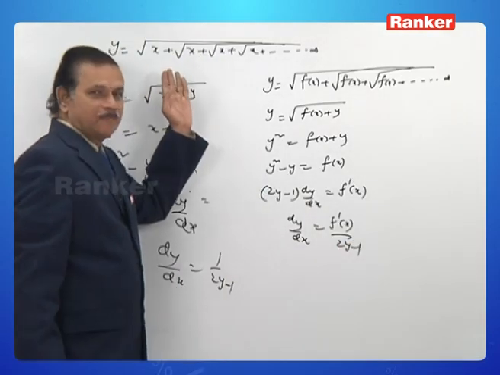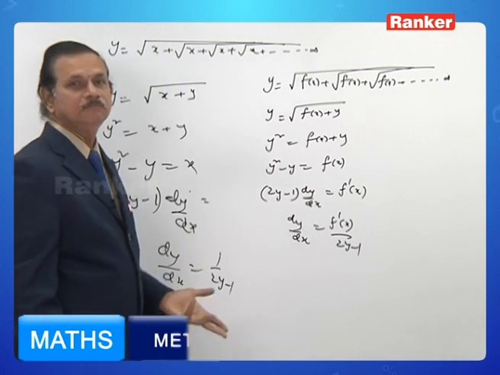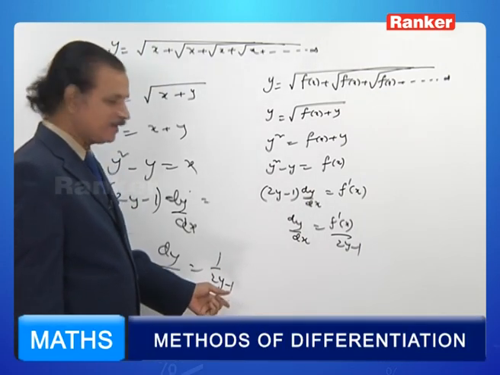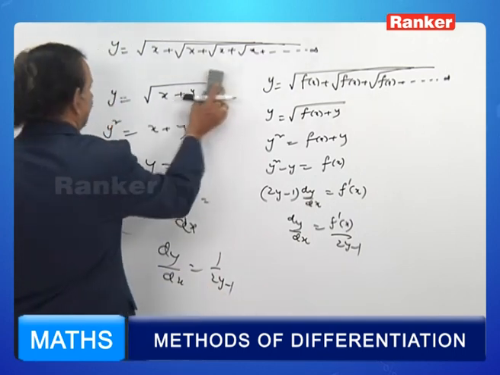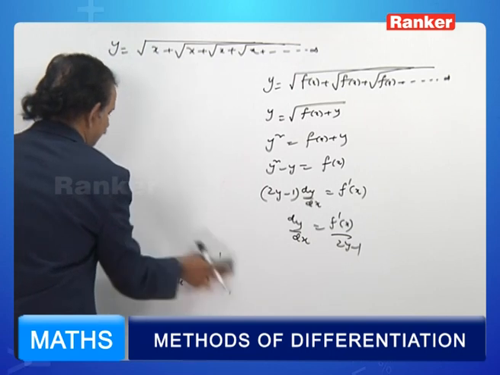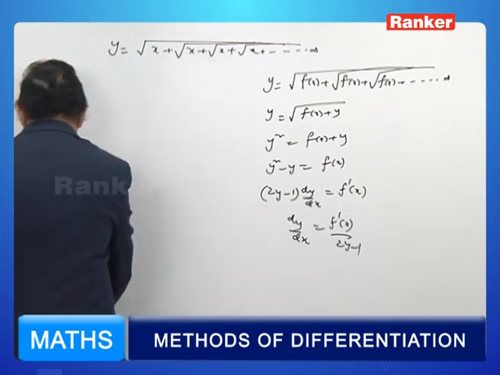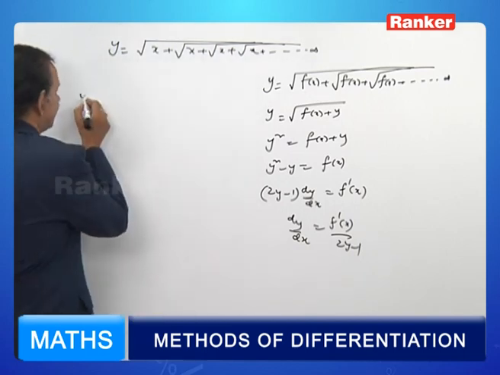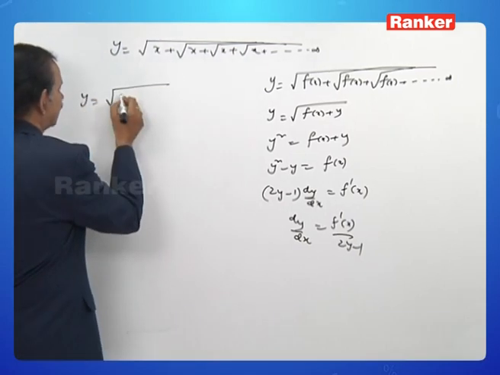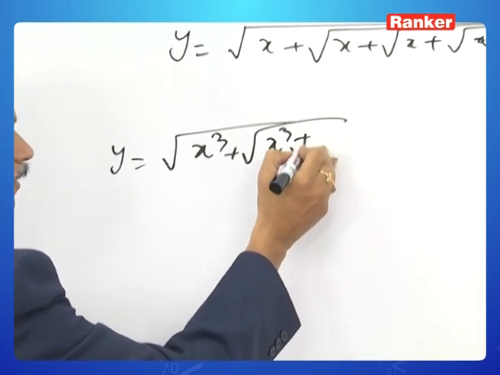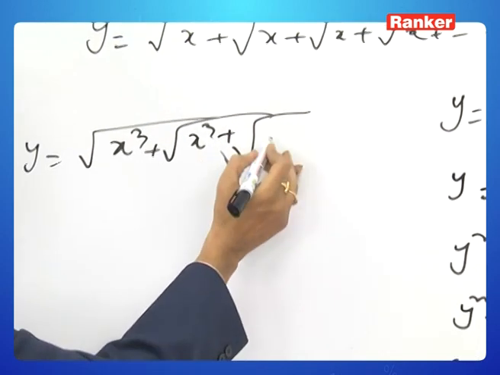In this problem, in the place of f of x we have x. F dash x is 1. That is why it has become 1 by 2y minus 1. With the help of that particular result, we will be able to give the answers for so many such questions. How? Look at that. Y is equal to square root of x cube plus square root of x cube plus square root of x cube and so on.